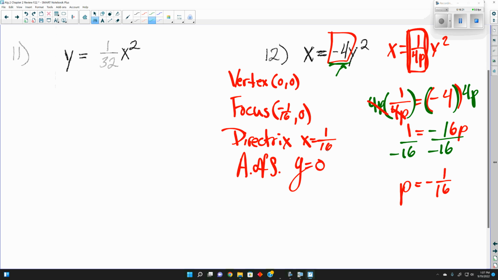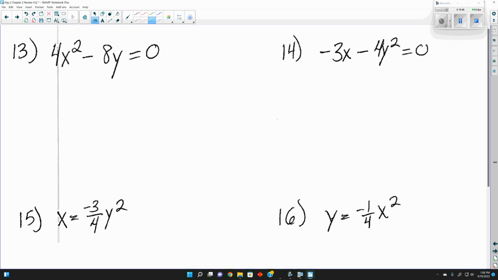Well, in solving, we have to multiply by 4p first. It's going to be better to just do this process here to find it. Any other questions on 11 or 12? Questions on 13 through 16?